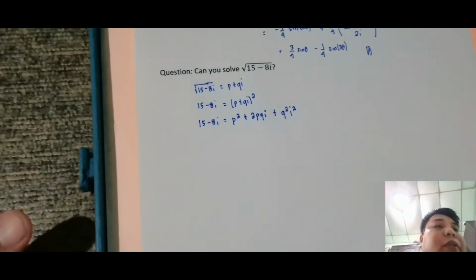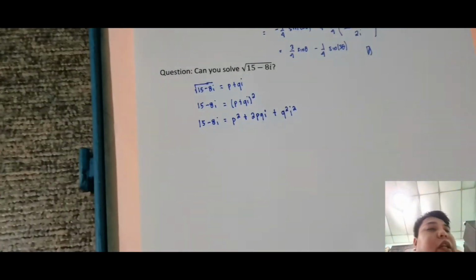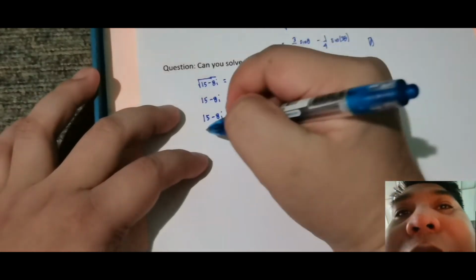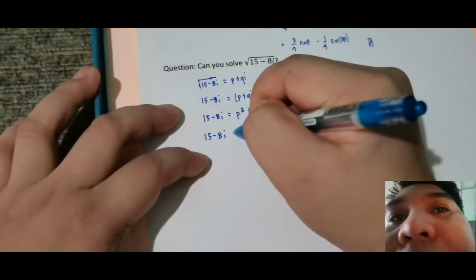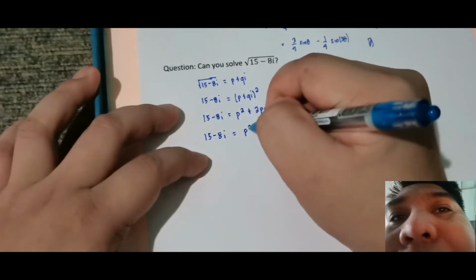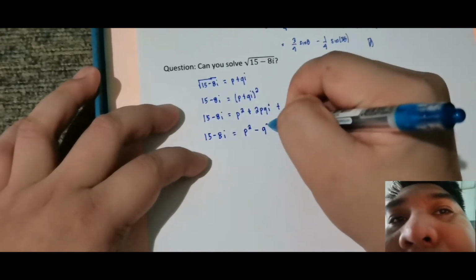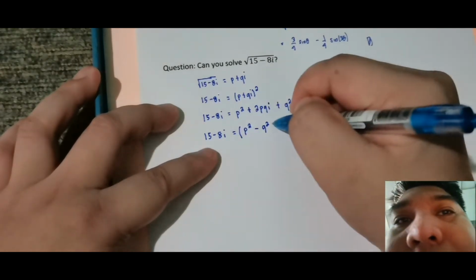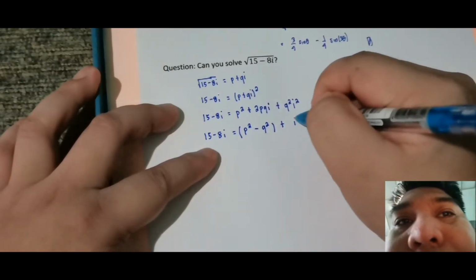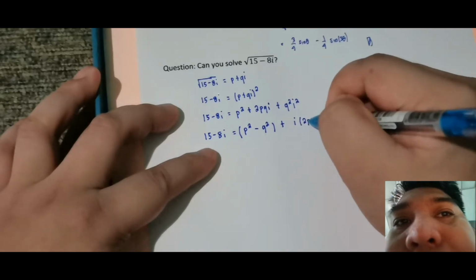Okay, then simplify natin further. Obviously, yung i squared magiging negative. So, this is 15 minus 8i, which is equivalent sa P squared minus Q squared. Sinama ko na siya kasi siya yung real part natin. Okay, then parenthesis ko yan. Then plus, factor out ko yung i, then multiplied by 2PQ.